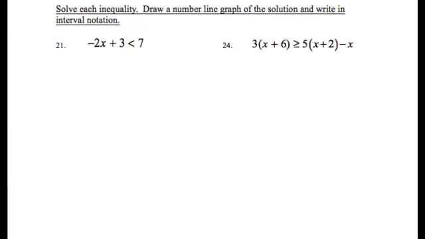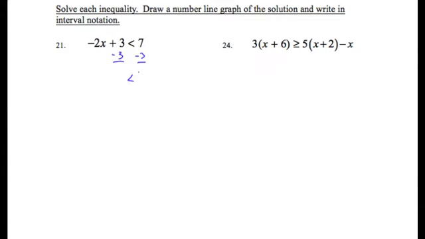Okay. Next question, we'll take a look at our inequalities. So solve each inequality, draw a number line graph of the solution, and write that solution in interval notation. So in question 21 here, first thing I have to do is solve the inequality, which means I need to get x all by itself. So we solve this just like we would an equation. So I'd minus 3 from each side.